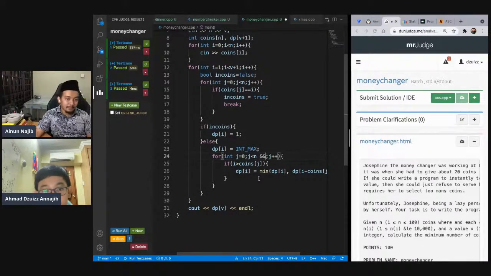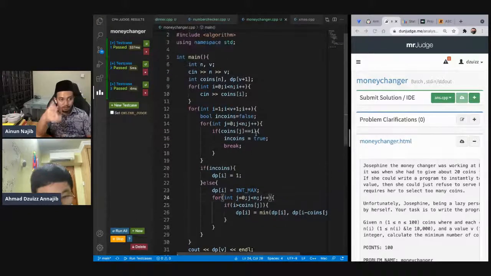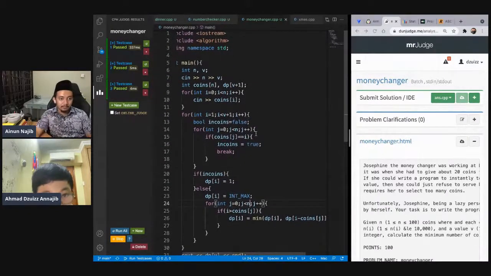That's it. If you have dp0, you don't even need to care about in coins or not in coins, right? Because it will just check that it's 0, right? So what is this dp0? What is the value of dp0?